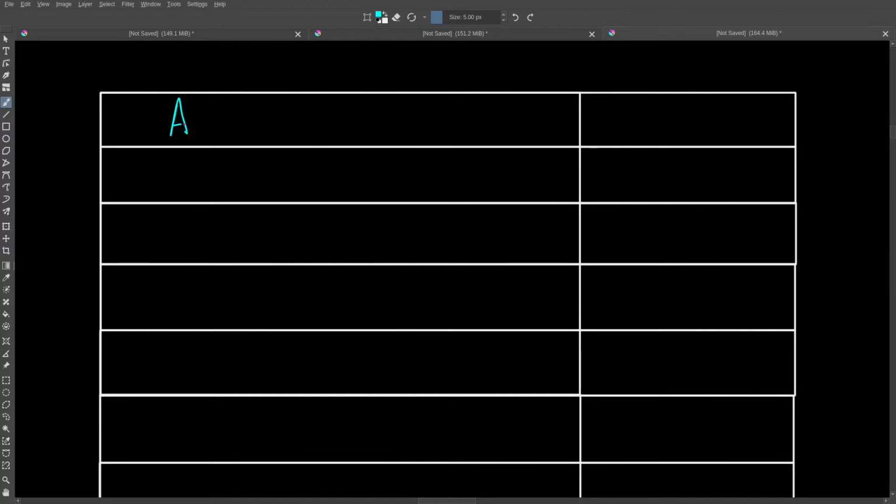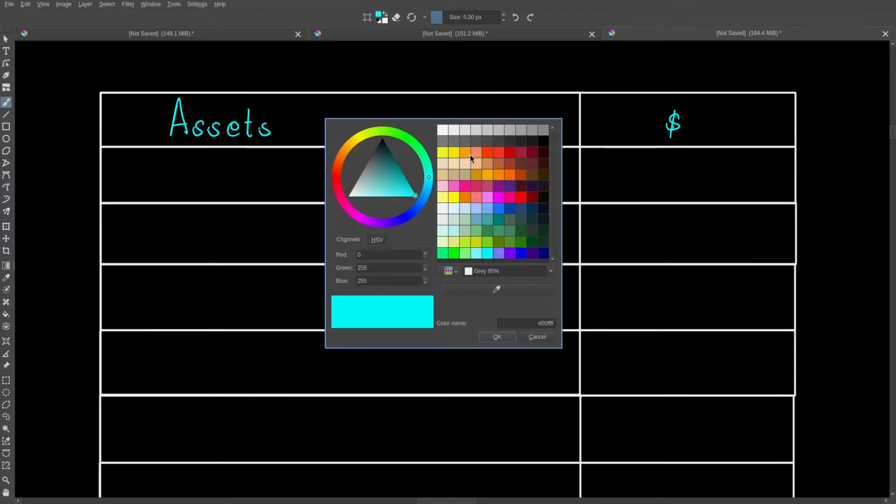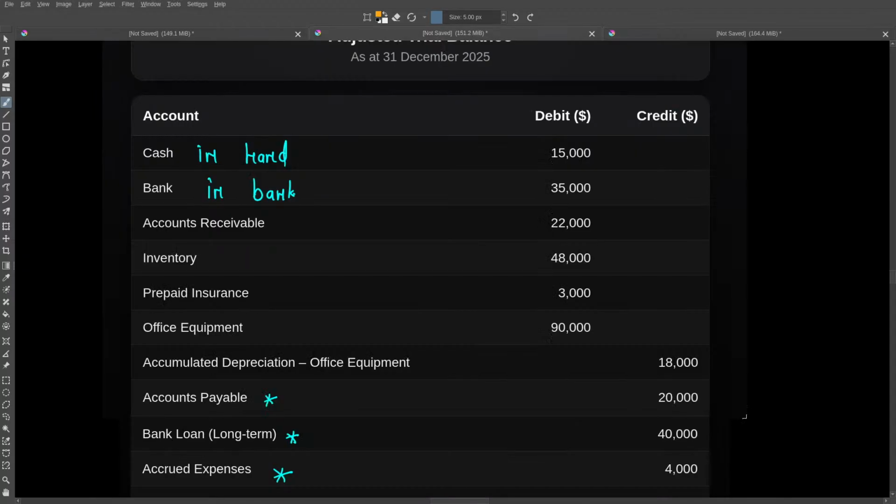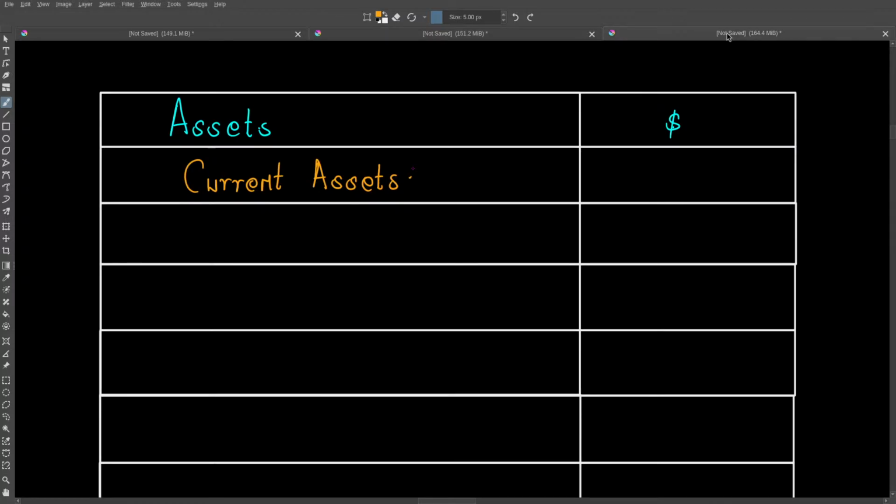So let us look at the first section of the statement of financial position, which is the assets. And as mentioned earlier, we need to start first with the current assets. Current assets are the assets that will be utilized within a period of 1 year. In our example here, you can see we have cash in hand, we have cash in bank. Let's start by recording that one.